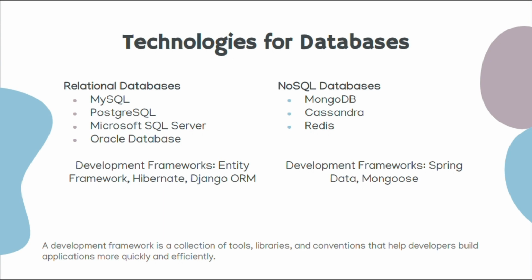Here are some technologies that you could use for each type of database. For a relational database, some examples are MySQL and PostgreSQL. An example for NoSQL databases is MongoDB. Some development frameworks are listed here, such as, for relational, Entity Framework or Hibernate. And for NoSQL databases, some listed frameworks are Spring Data and Mongoose.